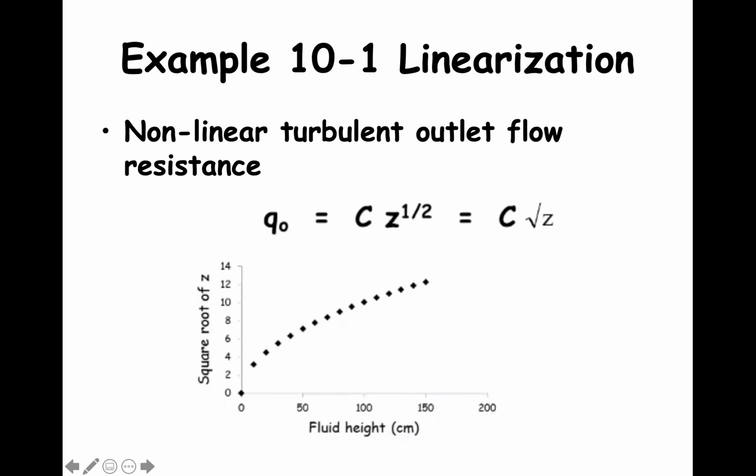This graph shows a relationship we will use commonly in the course when we have turbulent flow from a tank. When we had laminar flow, we said Q equals Z over R. For turbulent flow, we will use Q equals C times the square root of Z, where Q is the flow rate in, say, liters per second, and Z is the liquid level depth in centimeters. C is the coefficient that includes the fluid flow resistance. From the graph, we can see that the flow rate is nonlinearly related to the fluid height.